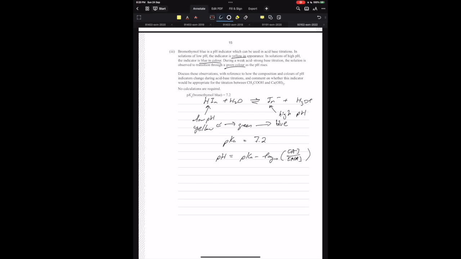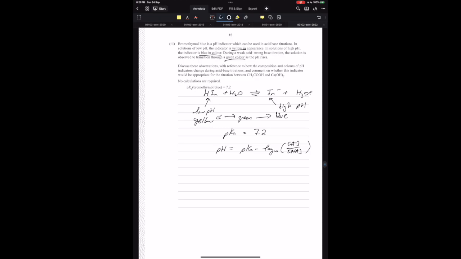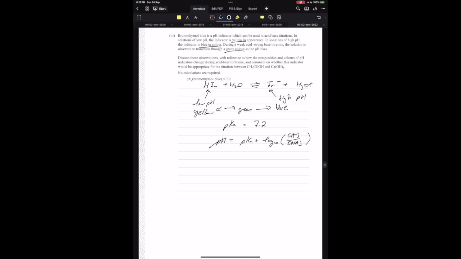Hopefully you're familiar with this equation. So if the pH was equal to the pKa, just for the sake of argument, these two would cancel. And so log base 10 of A minus divided by HA would equal 0. And then you can cancel out the log using log rules, and that would equal 1.